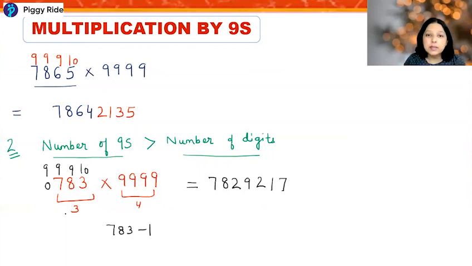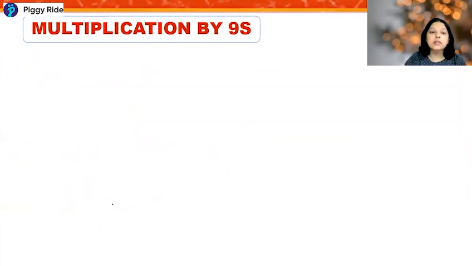Let's take one more example to clear this concept. Suppose you have 6984. Now I have taken a 4-digit number and I want to multiply it with 5 nines, 99999. So step number 1, put 0 in the beginning. Now both are 5-digit numbers.